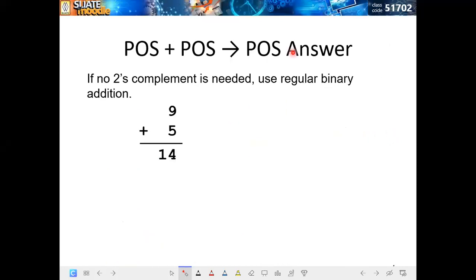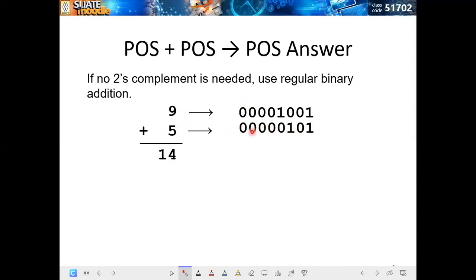Okay, then we will see positive to positive. If no 2's complement is needed, use regular binary addition. Because you don't need 2's complement at this moment. If you see this one, 9 plus 5 equals 14. If we perform a binary addition, first of all, you have to convert this 9 to its corresponding binary value. You will get this one. This 5, when you convert it to binary, you will get this one.